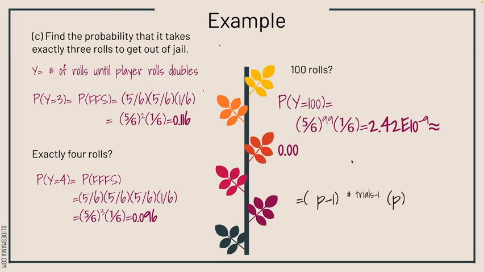Okay, so our formula is (1 minus p) to the number of trials minus 1, times the probability of success. That is the formula, and that is found on our formula chart.